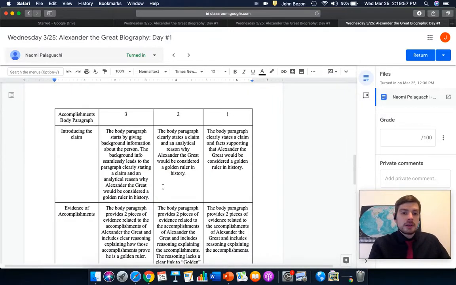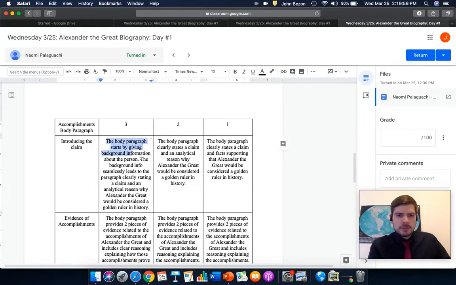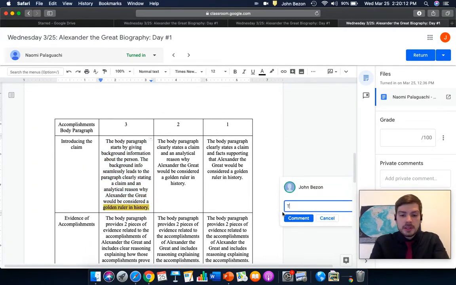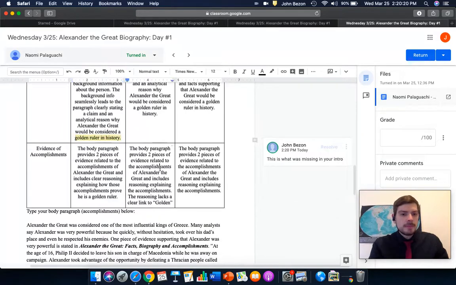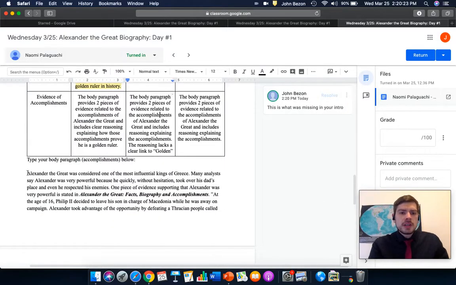So now let's look at our body paragraph. She needs to start by giving background info about the person, and it needs to seamlessly lead into a strong claim and analytical reason why Alexander the Great would be considered a golden ruler in history. I'm going to highlight this and tell her that's what she missed above. This is what was missing in your intro. Make that comment there.